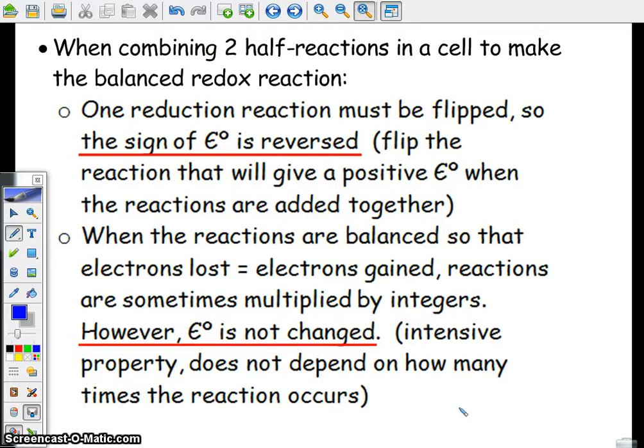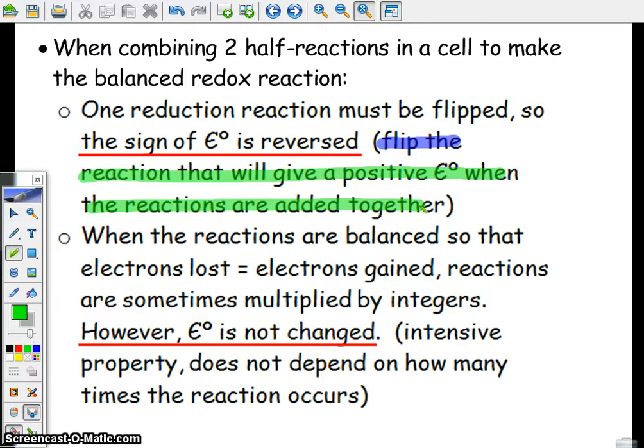So write that down, and then we're going to try some examples. Here, we talked about this top part. We have to flip one of the reactions to make it oxidation, and when you flip it, you change the sign of it. And remember, the important part is to flip the reaction that will give a positive E when the reactions are added together. So that's how you know which one to flip.